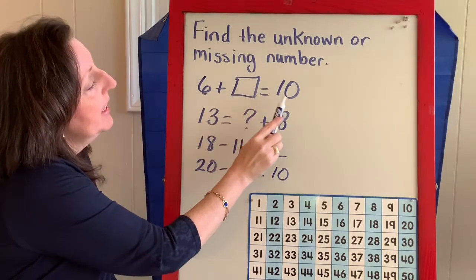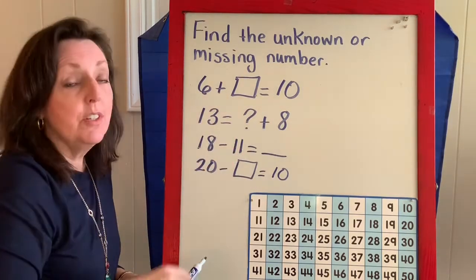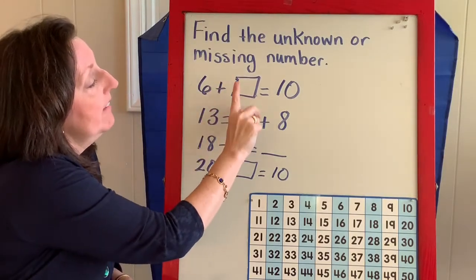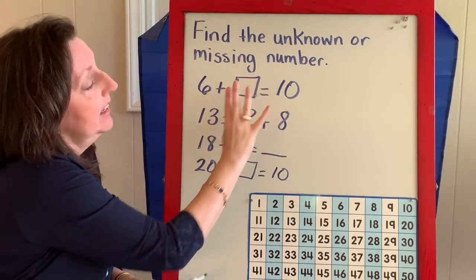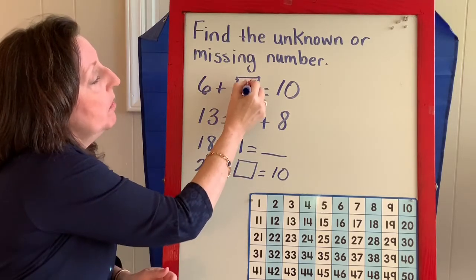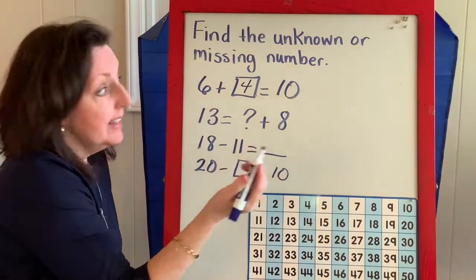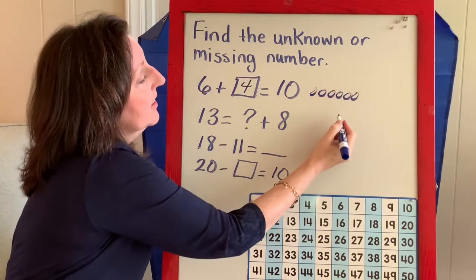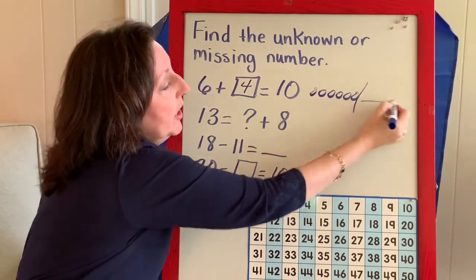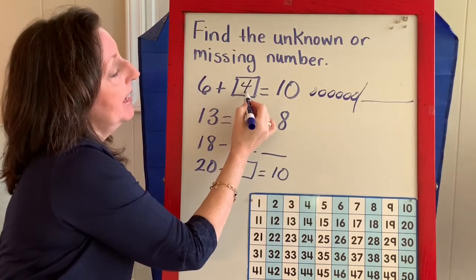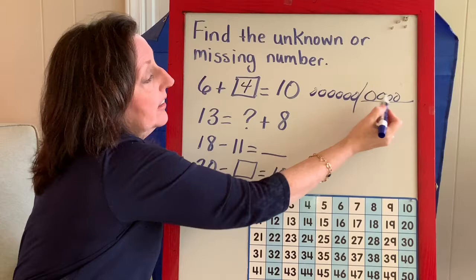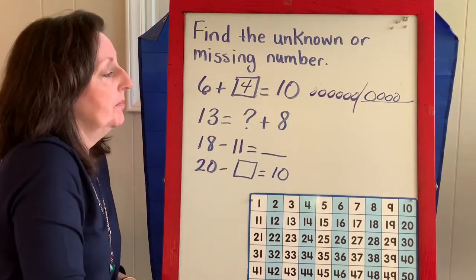6 plus something equals 10. Hold 6 in your head. 6, 6, 6. What comes after 6? 7, 8, 9, 10. So 6 plus 4 equals 10. Or like I said, you could do 1, 2, 3, 4, 5, 6. And then I want to know what I've got to add to 6 to make 10. What comes after 6? 7, 8, 9, 10. And so see, I got the same answer.